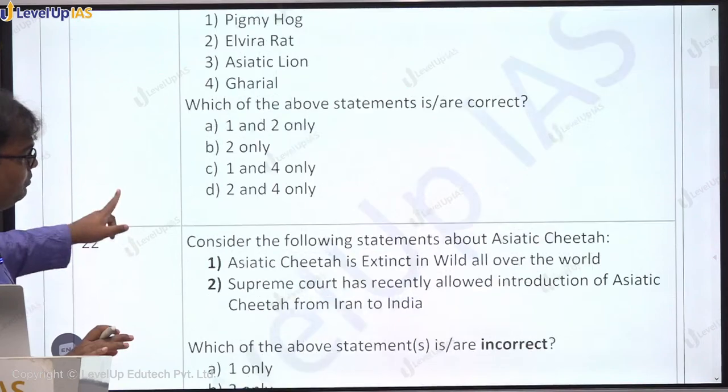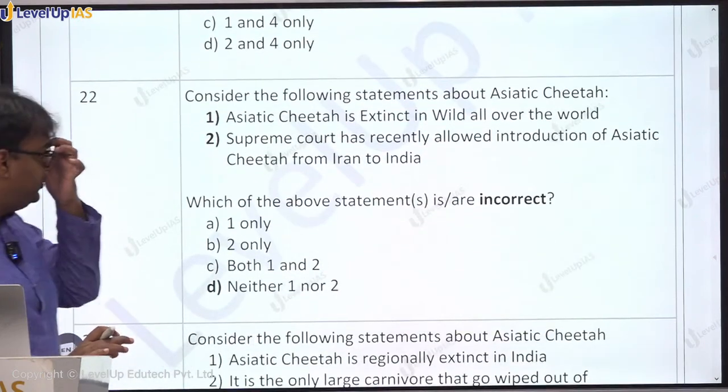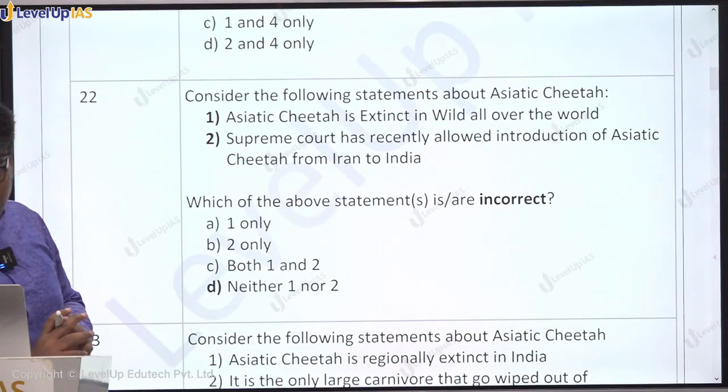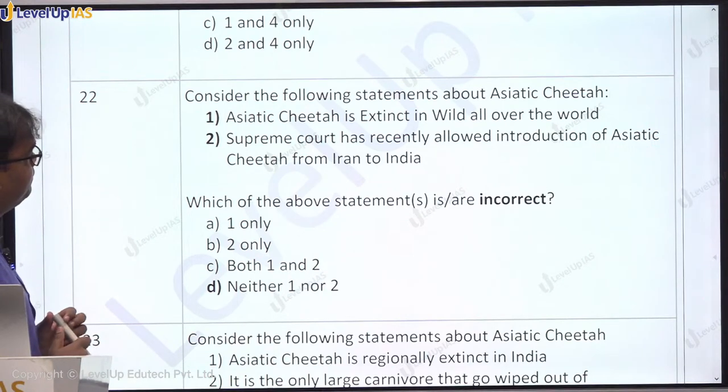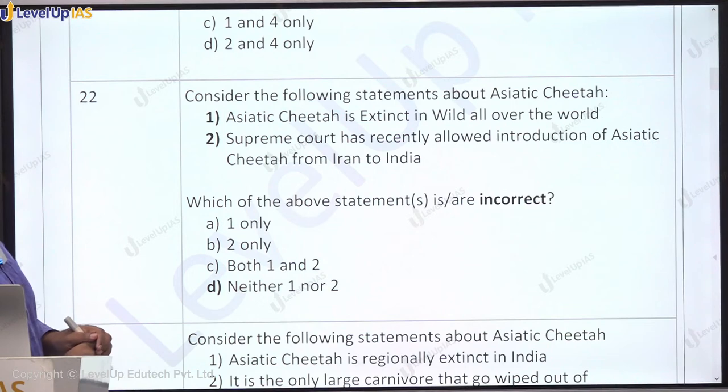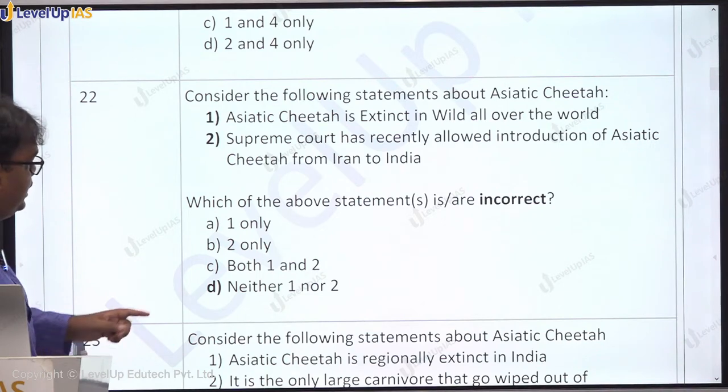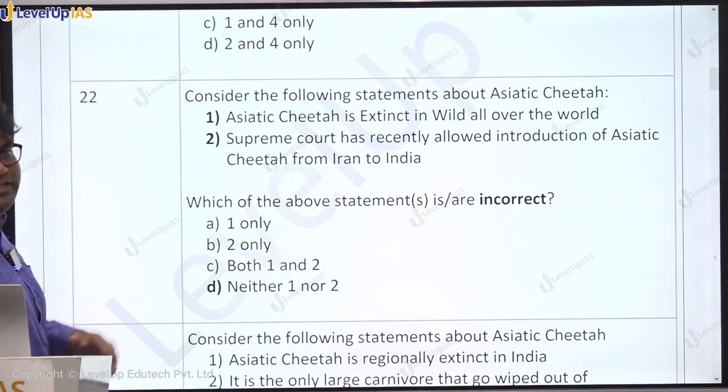Let's come to question number 22. D. Asiatic cheetah is extinct in the wild all over the world? Nahi. Asiatic cheetah is available in the wild in Iran. Supreme Court has recently allowed introduction of Asiatic cheetah from Iran to India. Nahi. African cheetah ka introduction allow kiya hai. So what is the answer? Incorrect pucha hai. C is the answer.